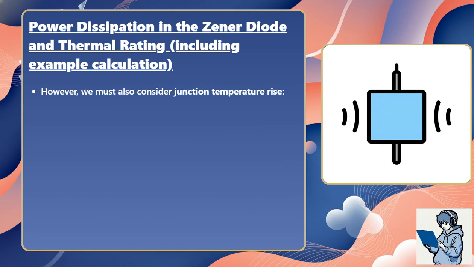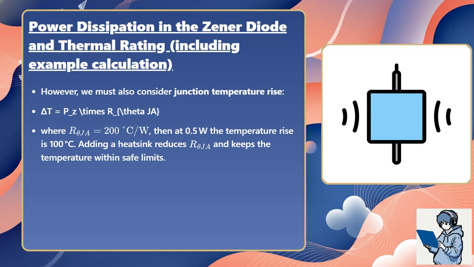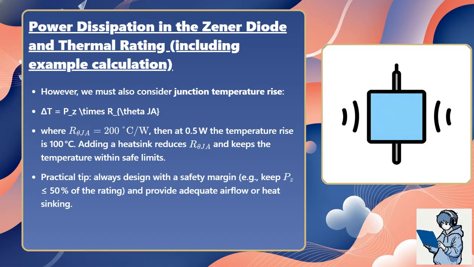However, we must also consider junction temperature rise. Delta T equals P sub Z times R theta JA. Where R theta JA equals 200 degrees Celsius per watt, then at 0.5 watt the temperature rise is 100 degrees Celsius. Adding a heatsink reduces R theta JA and keeps the temperature within safe limits. Practical tip: always design with a safety margin. For example, keep P sub Z less than or equal to 50% of the rating and provide adequate airflow or heat sinking.